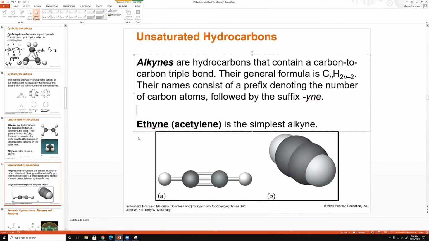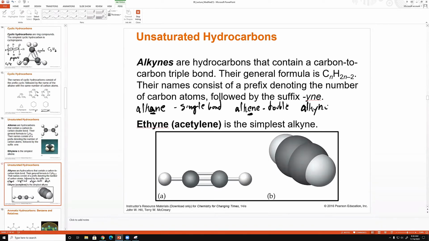Now, let's summarize this. You have alkane, meaning the A is a single bond. You have an alkene, which is the E, double bond. And then you have an alkyne, which is the Y, triple bond. So an easy way to remember it is the alphabet.